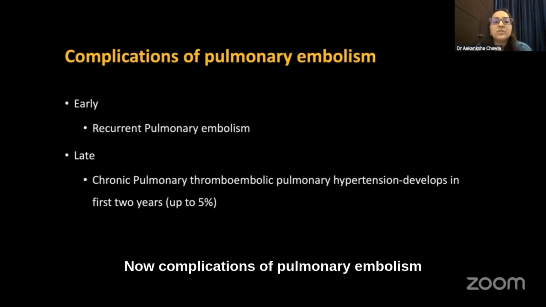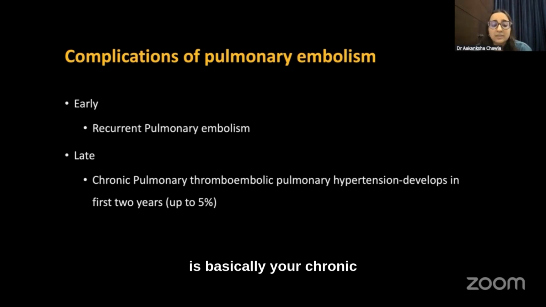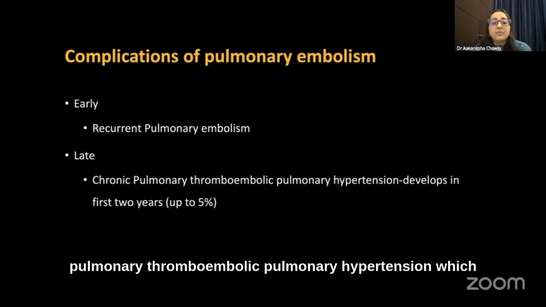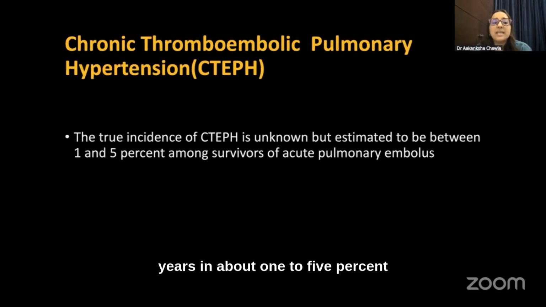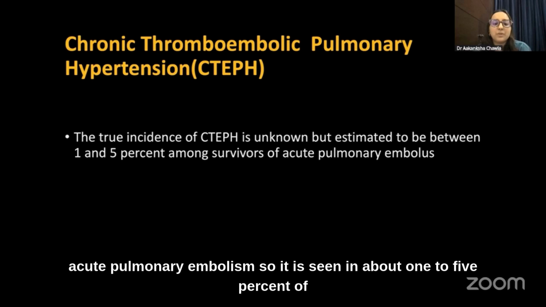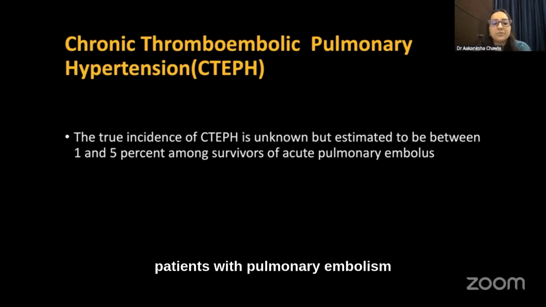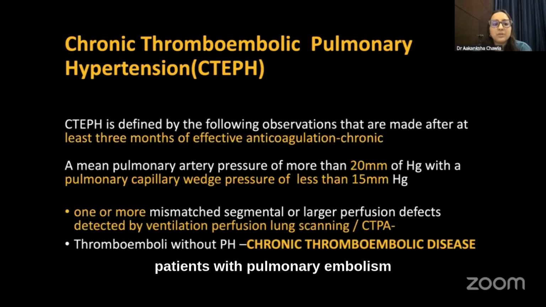Now, a complication of pulmonary embolism is chronic thromboembolic pulmonary hypertension, which develops in the first 2 years in about 1 to 5% of patients among the survivors of acute pulmonary embolism. So it is seen in about 1 to 5% of patients with pulmonary embolism.